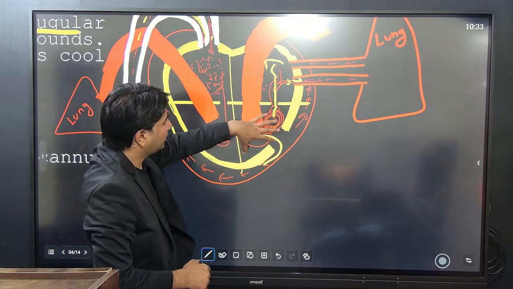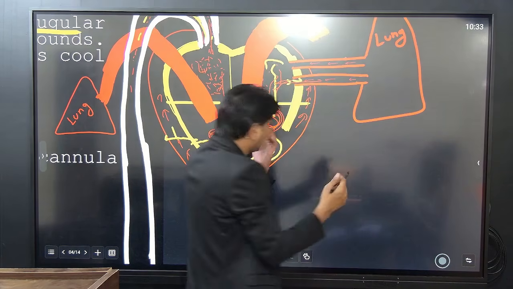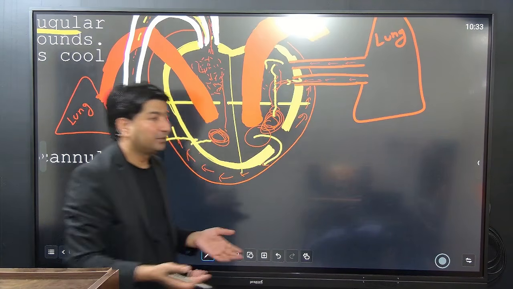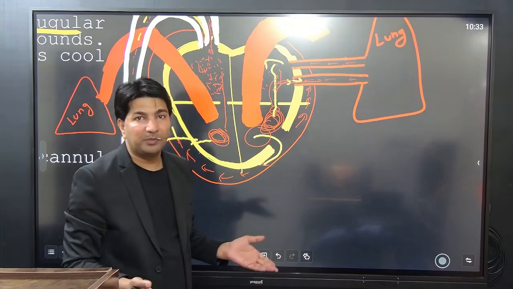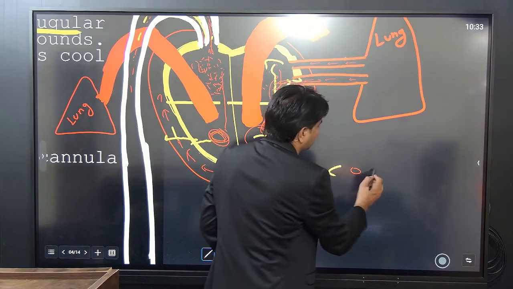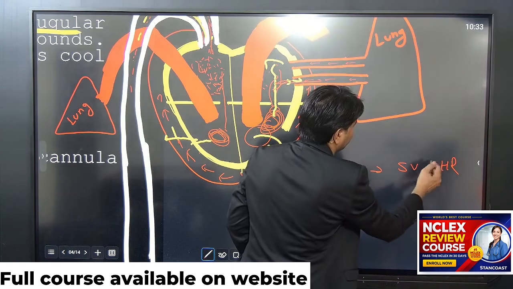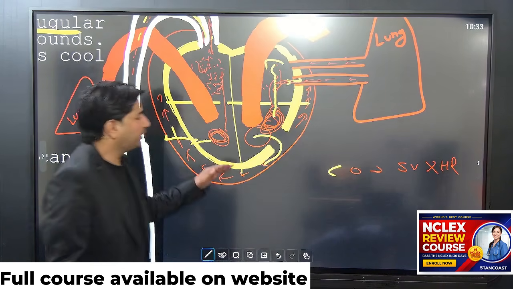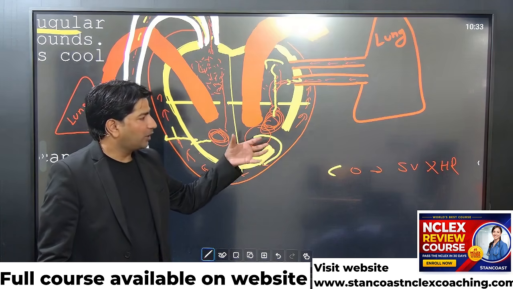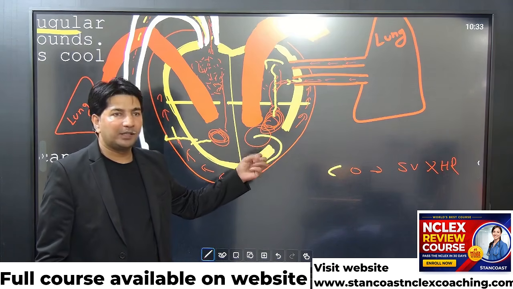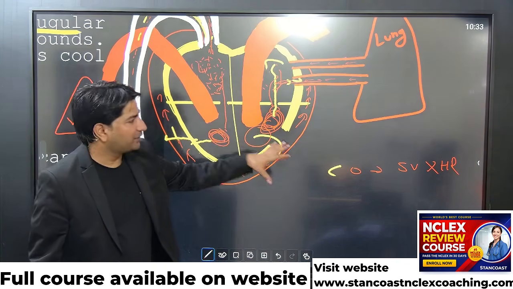If cardiac output, well, the higher the cardiac output, the higher the BP. The lower the cardiac output, the lower the BP will be. And what is cardiac output? It's stroke volume times heart rate. That's our cardiac output. Now, cardiac output is the amount of blood pumped out in 1 minute. If the heart can't beat properly, it won't pump blood effectively.